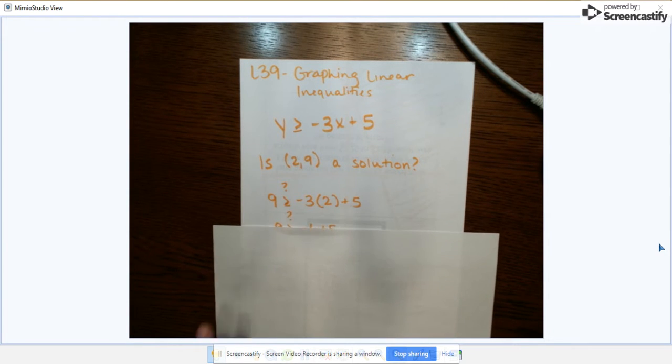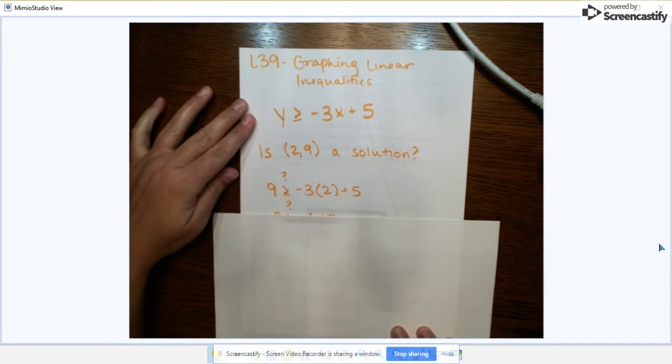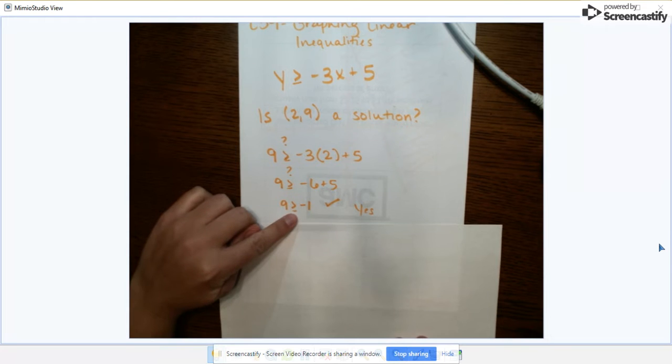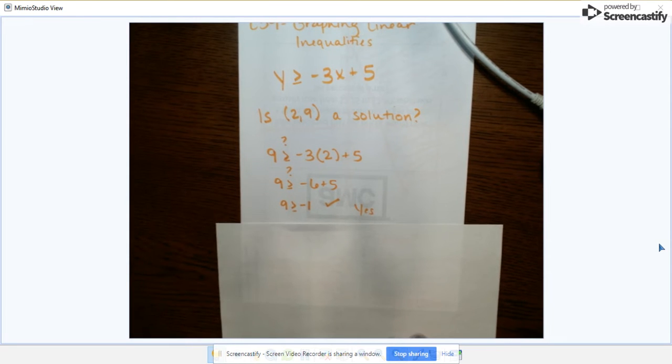So we go ahead and plug the x and the y values into our inequality. And we're going to see, is 9 greater than the right side? Well, the right side simplifies down to negative 1, and 9 is greater than or equal to negative 1. Therefore, (2, 9) is a solution.